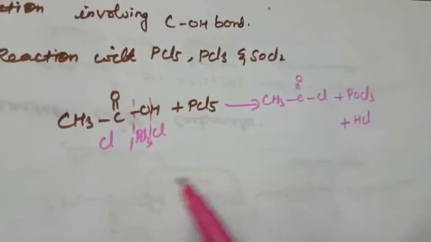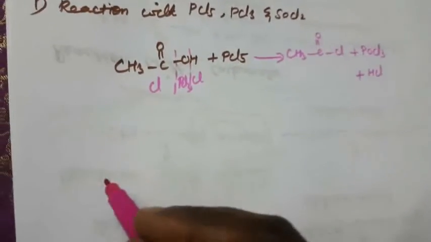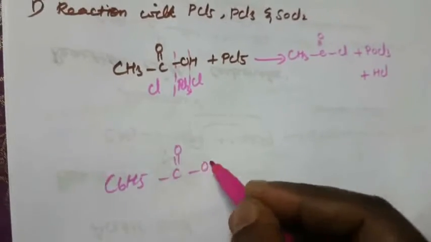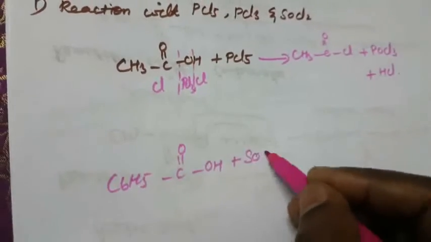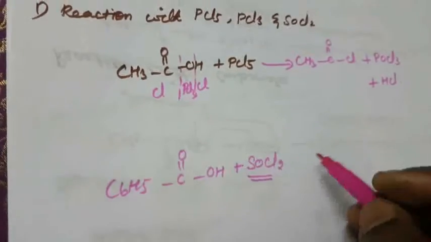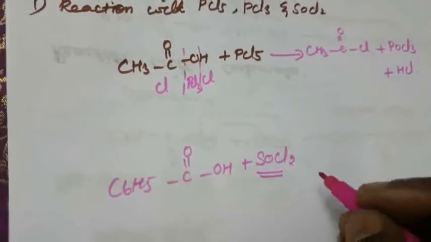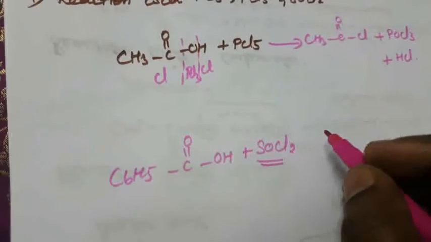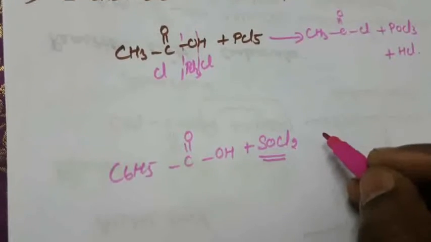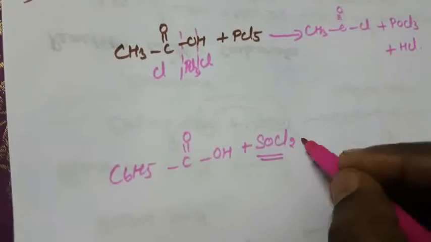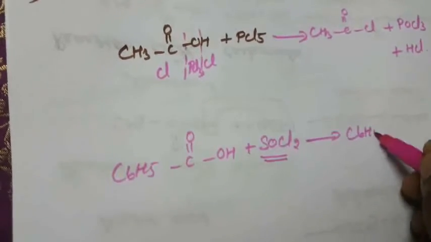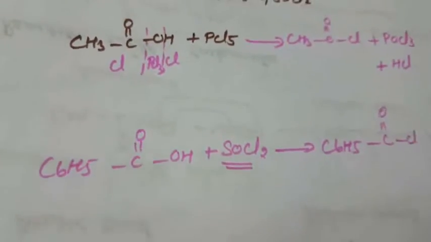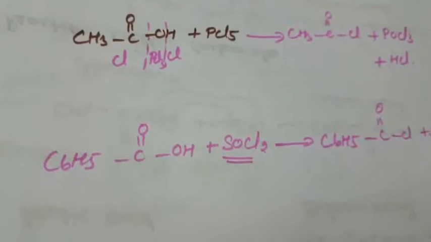This was with PCl5. Again the same compound, C6H5, C double bond O, OH, then SOCl2, thionyl chloride. What is the compound name? Thionyl chloride. So again it replaces, here also the same thing. SOCl2, C6H5, C double bond O, Cl plus SO2 plus HCl.